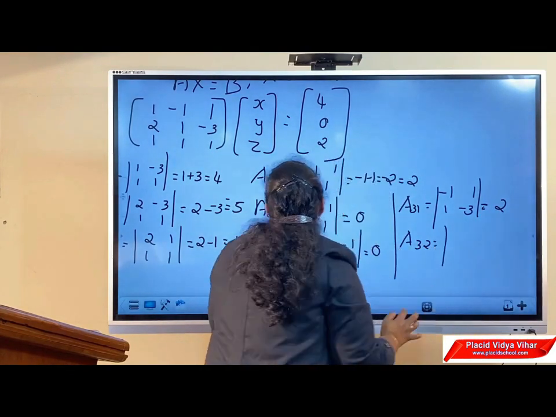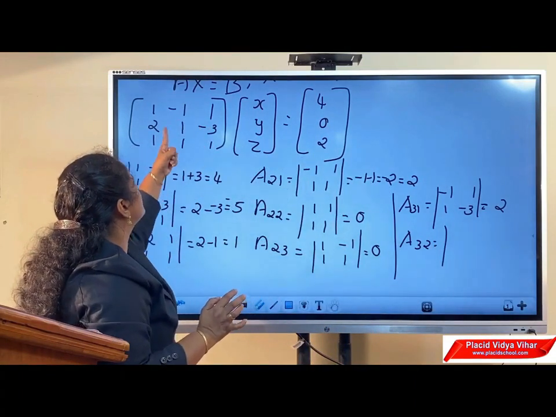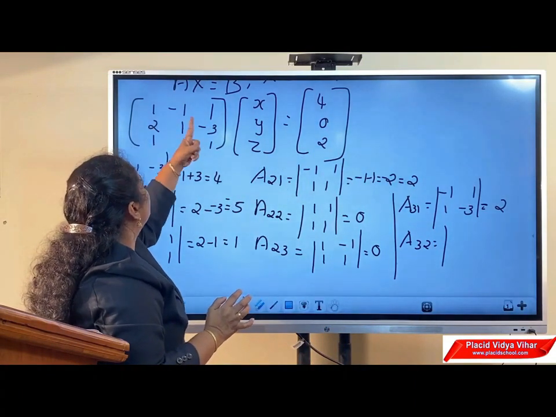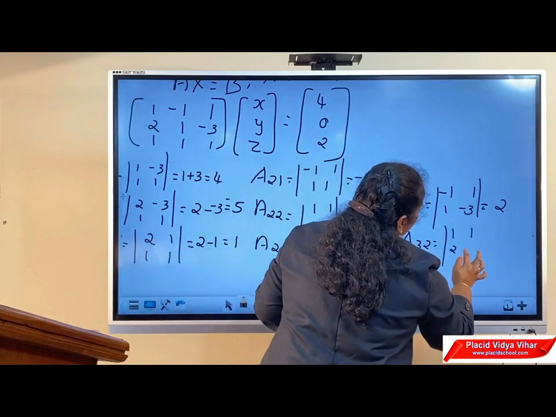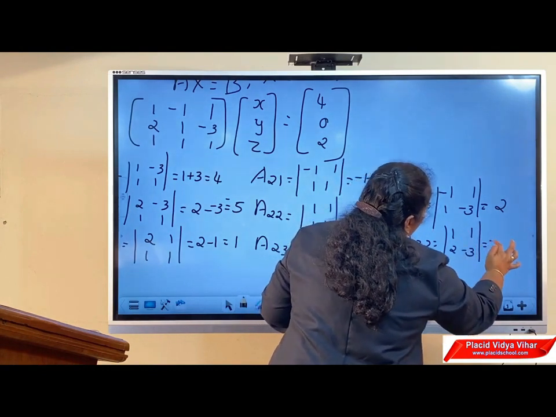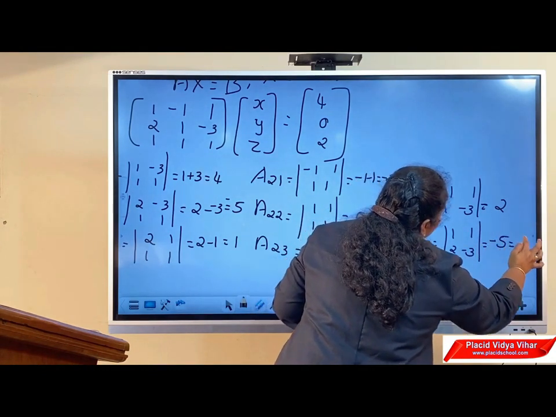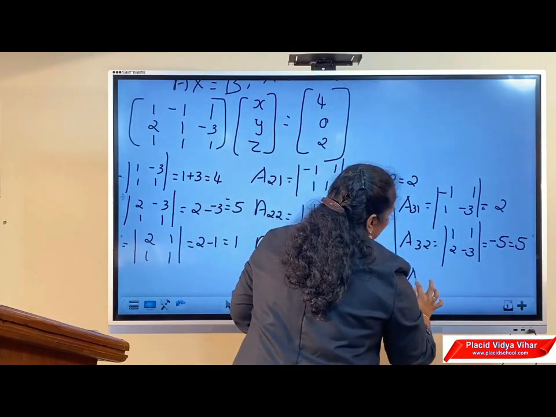The corresponding rows and columns you should eliminate. The remaining elements you should write in the determinant form. 1, 1, 2, minus 3. That is minus 3 minus 2. The answer is minus 5. That element is also negative. Then we can find A33.